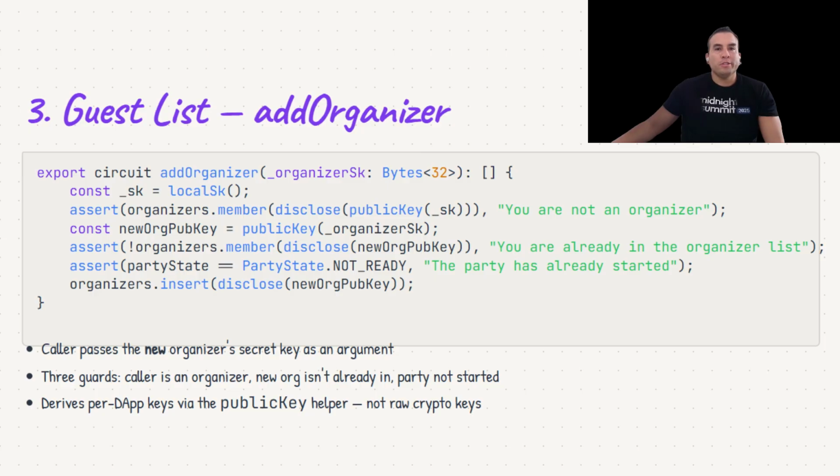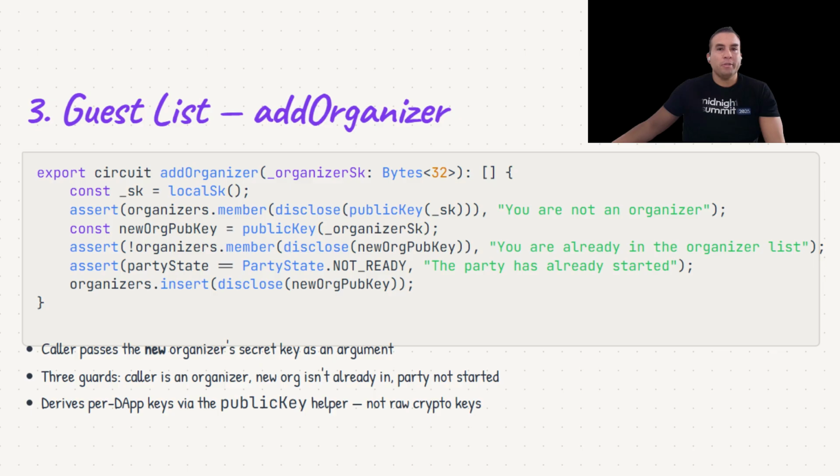First, real circuit, add organizer. Add another admin to the organizer set. Interesting choice. The argument is the secret key of the new organizer, not their public key. A little unusual. Here's why. We need to derive the new person's per-app public key the same way we derive our own. And that derivation uses their secret.